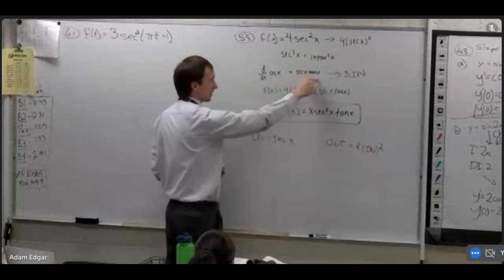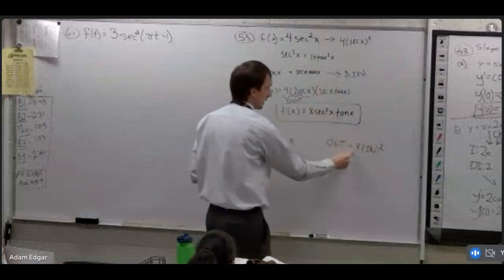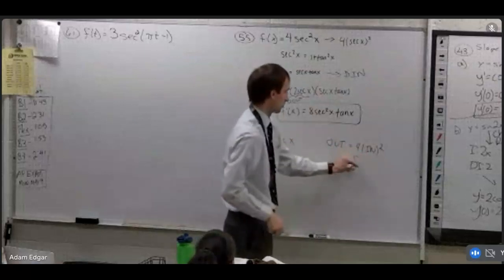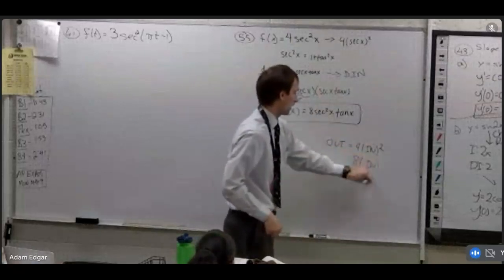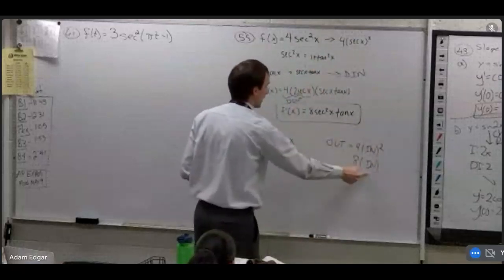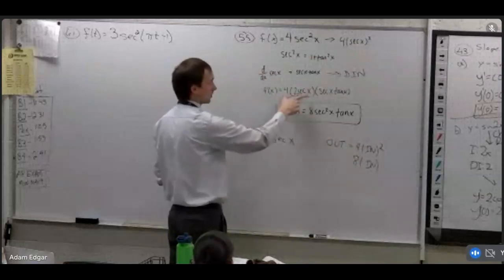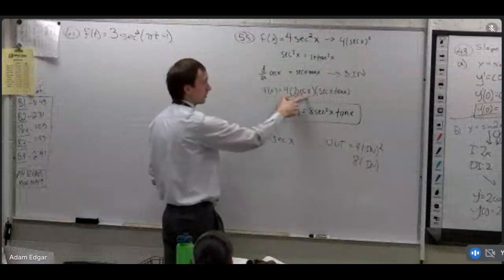That's secant x tangent x. And derivative of the outside is 8 times the inside. You just do your power rule on that. And then the inside is secant x. So that would be 8 times secant x. And that's what this is. 4 times 2 secant x is 8 secant x. So she's got 8 secant x for d out times secant x tangent x.